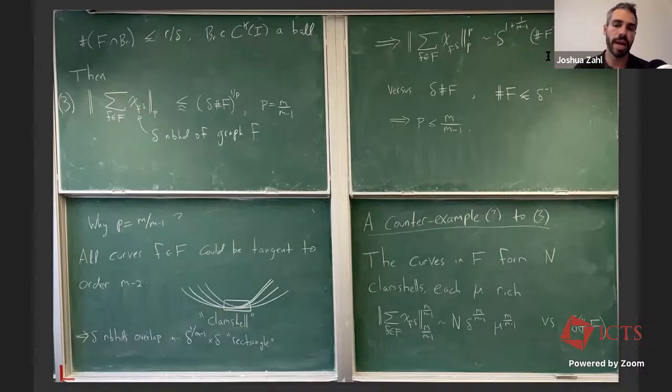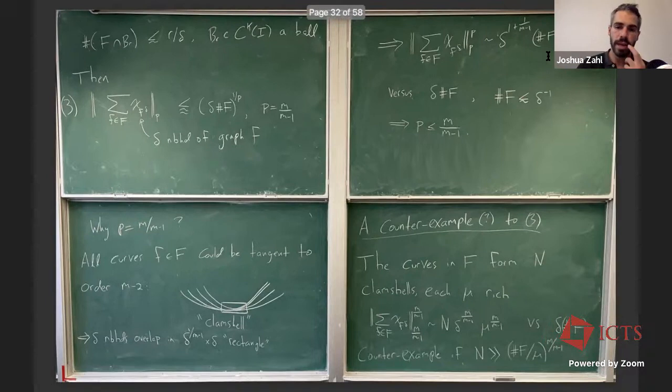So if that were to happen, I could ask, what does the LP norm look like for p equals m over m minus 1? Well, it's the number of clamshells times the area of each clamshell times mu to the m over m minus 1. And I want to compare that with what it's supposed to be, which is delta times the cardinality of F. And well, okay, can I create a counterexample? Well, if I can do this so that I get a large number of clamshells, if N is much larger than the cardinality of F over mu to the m over m minus 1, then I could indeed create a counterexample to inequality 3. So a question we can then ask is, is that possible?